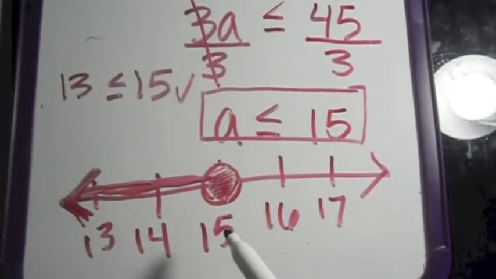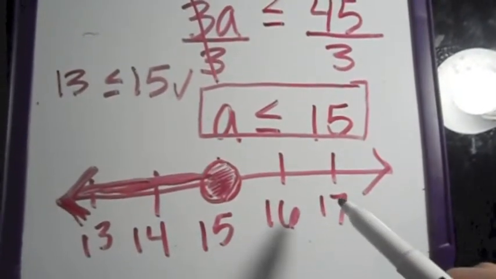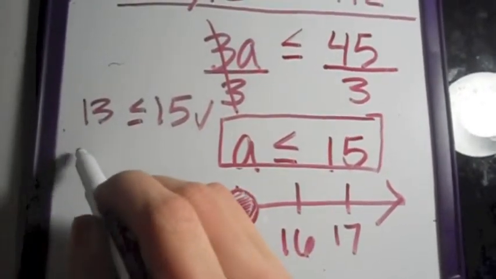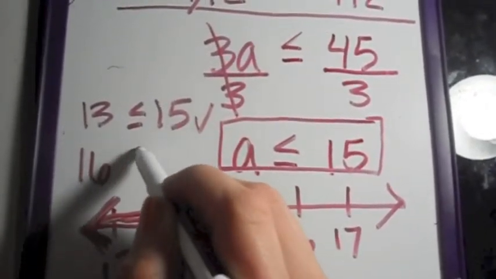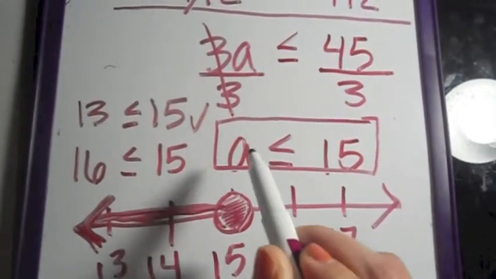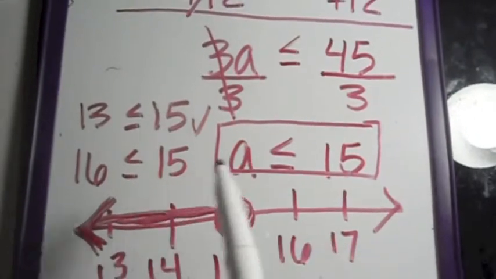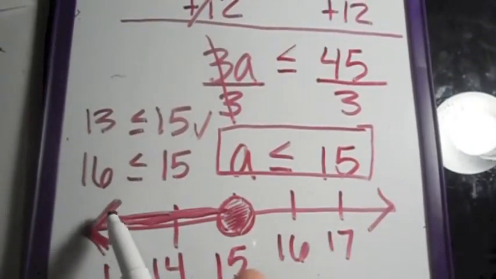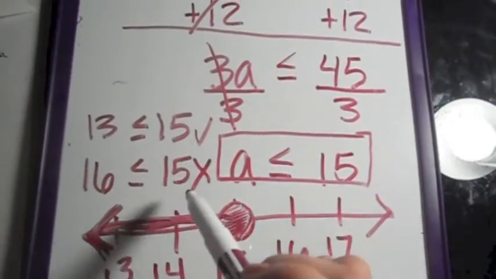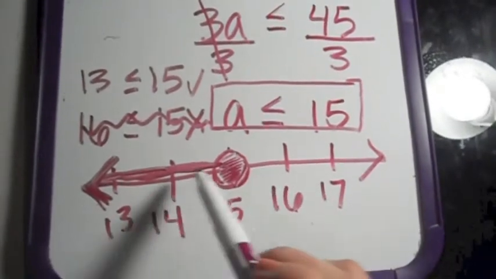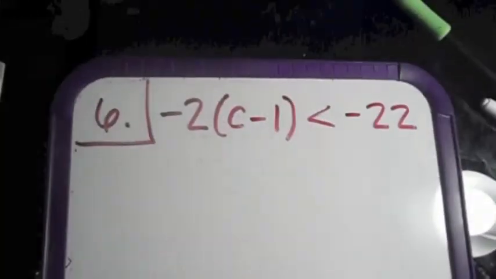And we're done. Now if we would have tried something from the right, we would have picked 16 or 17. I'll do 16. 16 less than or equal to 15. I plugged 16 in A's place. Is that true? No, that is not true. So we're not going to bold that side. And that's how you solve number 4.